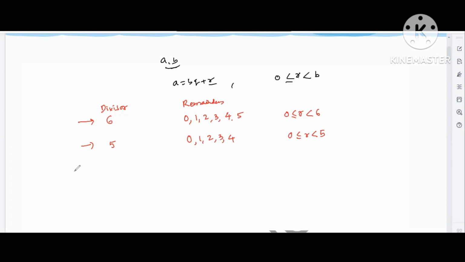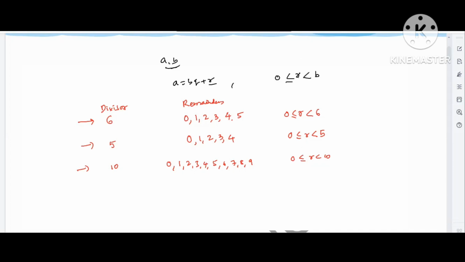And if you're dividing a number with 10, what are the possible remainders? You know that it is greater than or equal to 0 and less than 10. 0, 1, 2, 3, 4, 5, 6, 7, 8, 9. So when you divide any number with 10, we don't get the remainder 10. We get the remainder as less than 10 only. So that you should know.